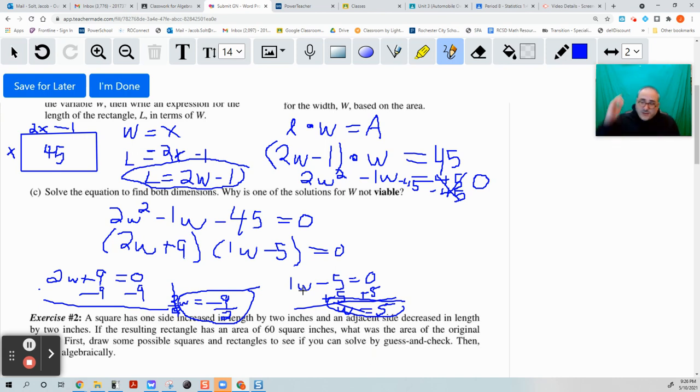So I've solved the equation. But it says solve the equation to find both dimensions. Why is one of these solutions for w not viable? Not viable. Think about that. Which one of these could work and which one of these is just not possible?